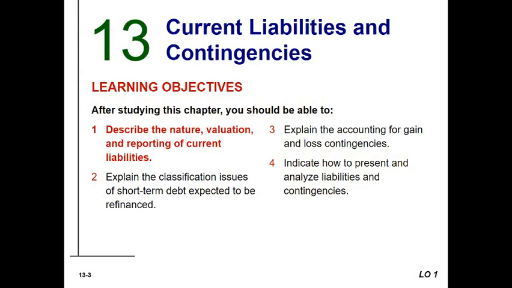So these are the various learning objectives we're going to look at. We're going to describe the nature, the valuation, and the reporting of various current liabilities. We're going to look at the classification issues of short-term debt that's expected to be refinanced. That will be in its own lecture series by itself. We'll eventually explain the accounting for gain and loss contingencies. That will also be in its own lecture series, and will indicate how to present and analyze the liabilities of the contingencies. Now, we talk about the presentation and the analysis of them throughout all of these. So just be aware that that one kind of rolls in and out depending upon which type of liability or contingency we are speaking of.